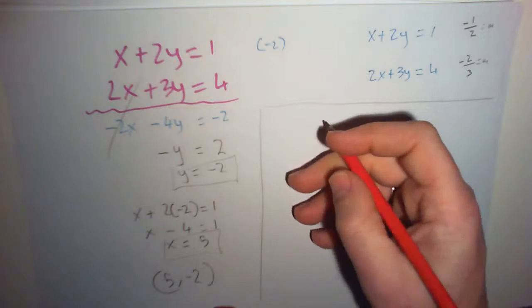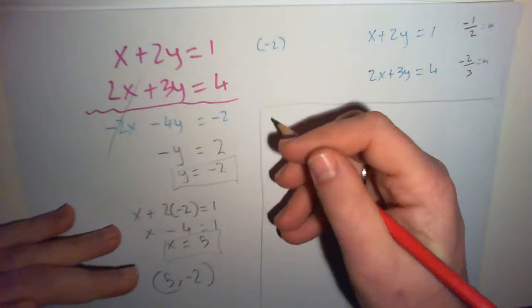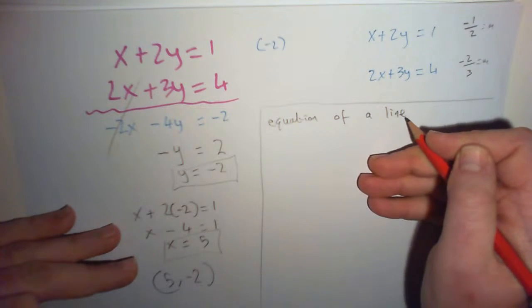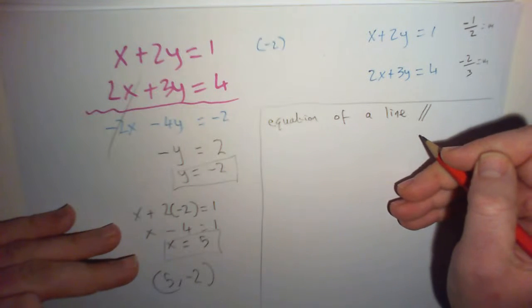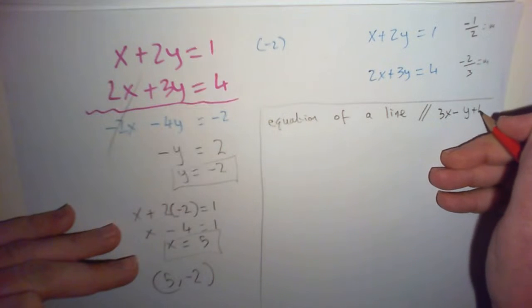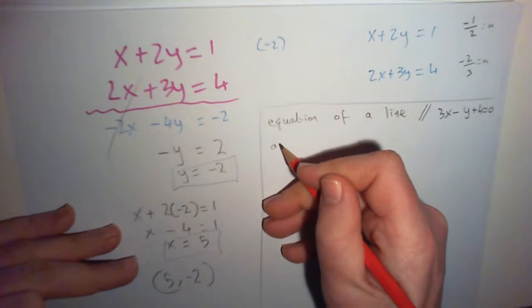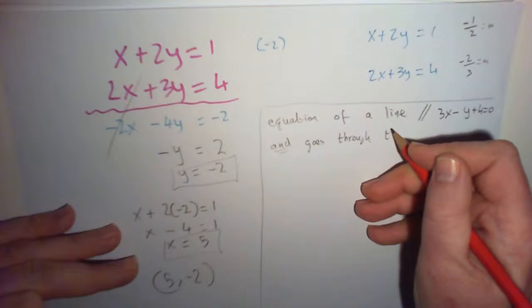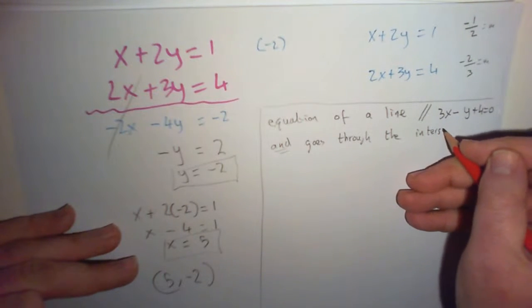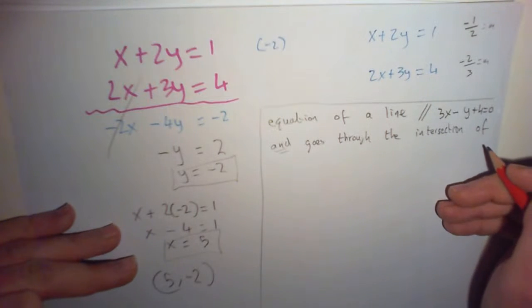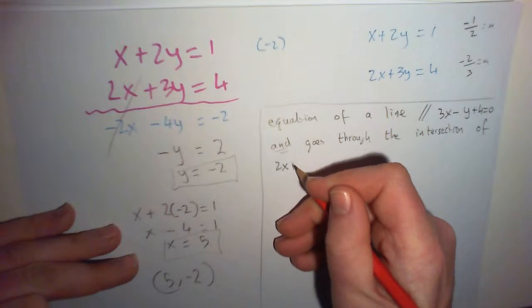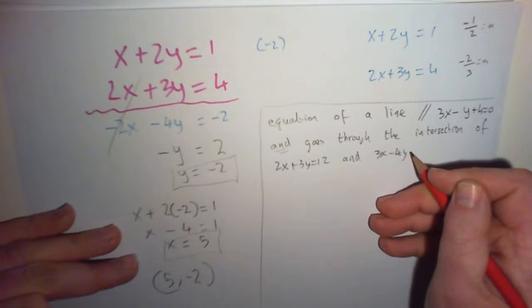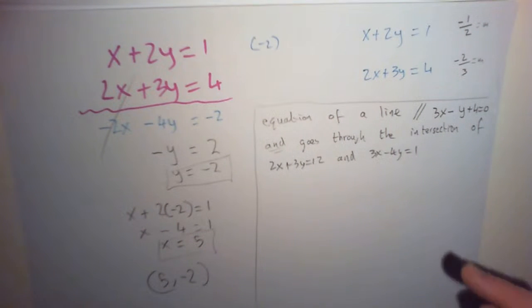Oh, here's a nice one. So we want the equation of a line that's parallel to 3x minus y plus 4 equals 0 and goes through the intersection of 2x plus 3y equal to 12 and 3x minus 4y equal to 1. Oh, that's nasty. That one's a nasty one. That's two for the price of one.